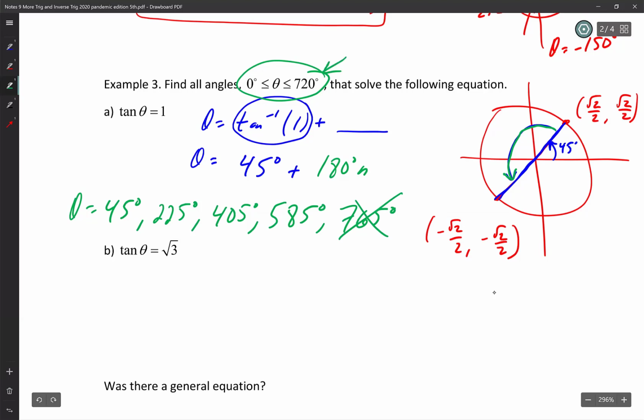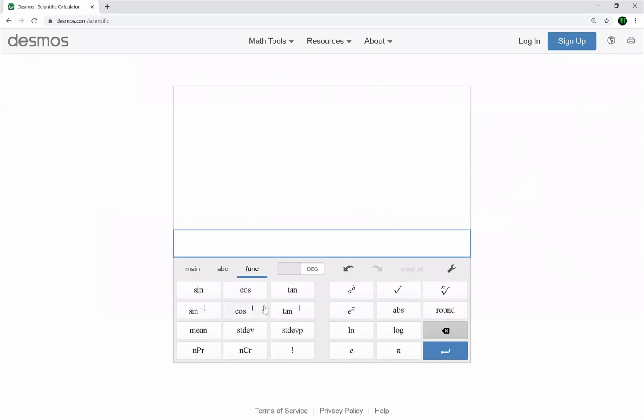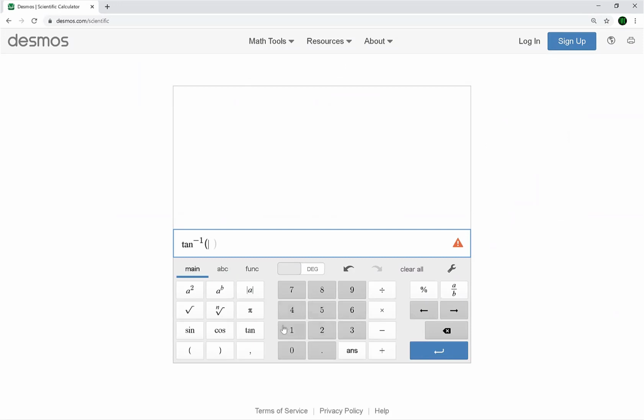So there it is. And if I go back to Desmos, check it out. Let's go to Desmos, and I'm going to clear all. So look, this should not be a surprise to anyone. Arctan of 1, 45. Okay, and you already got all the answers. So you guys help me out. Let's see, tan of 45, 1, perfect.